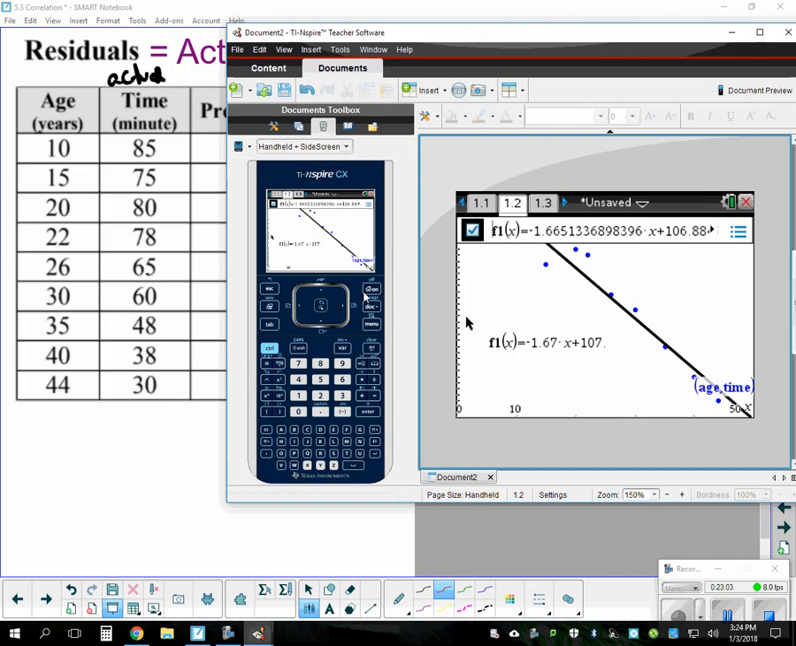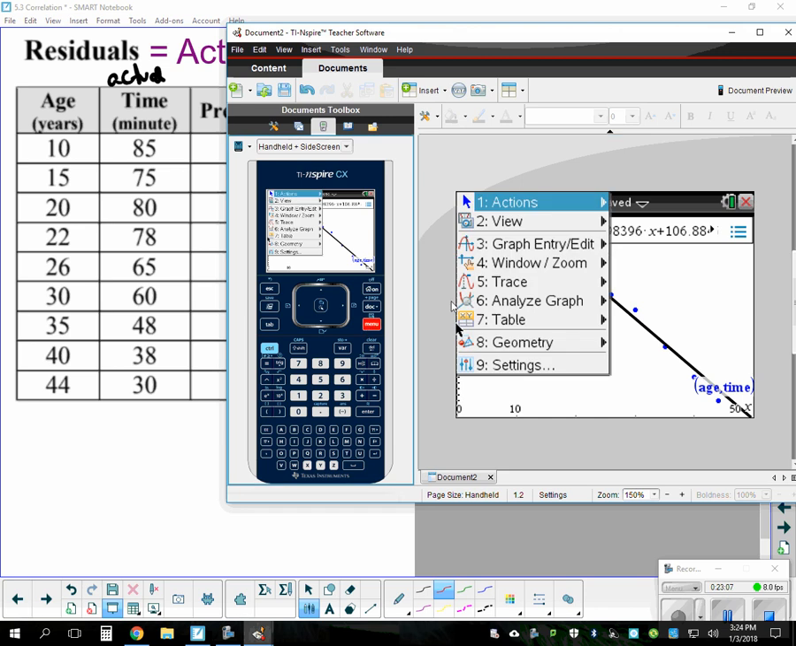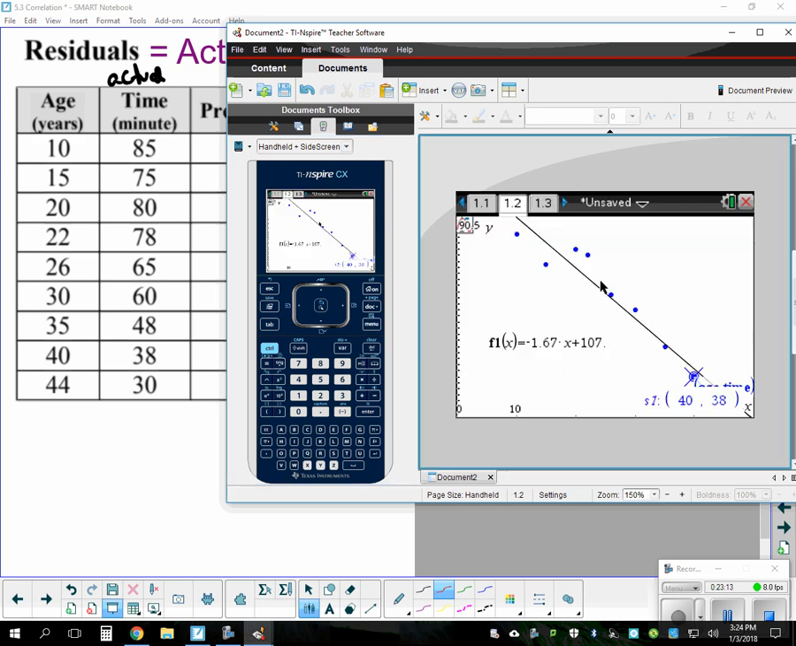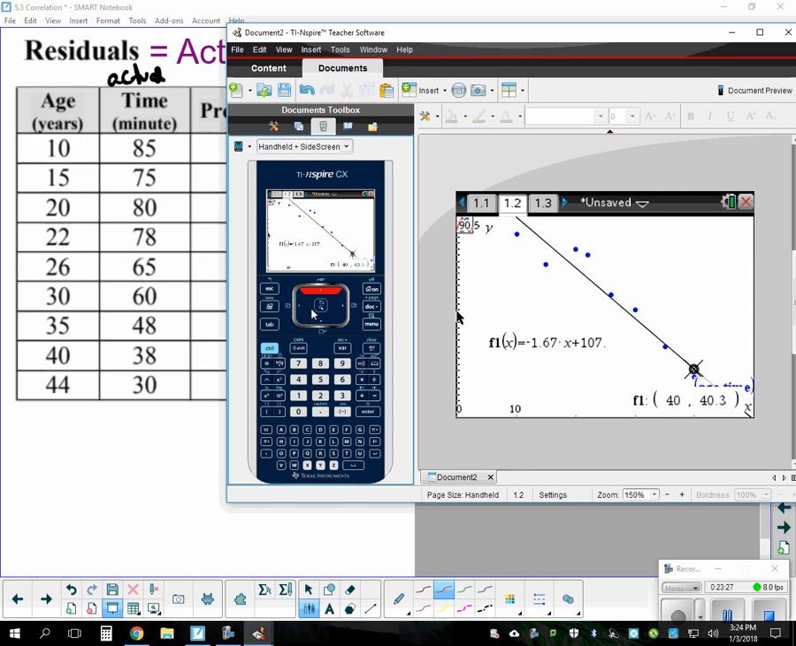So if you're on your calculator graph screen, press Menu, Trace, which is option 5, and then Graph Trace, which is option 1. Now mine popped up and it's actually on the scatter plot part. It's on the points, the dots. We want it to be on the line. So if you arrow up or maybe down, depending on which point it started you at, you'll get onto your line.